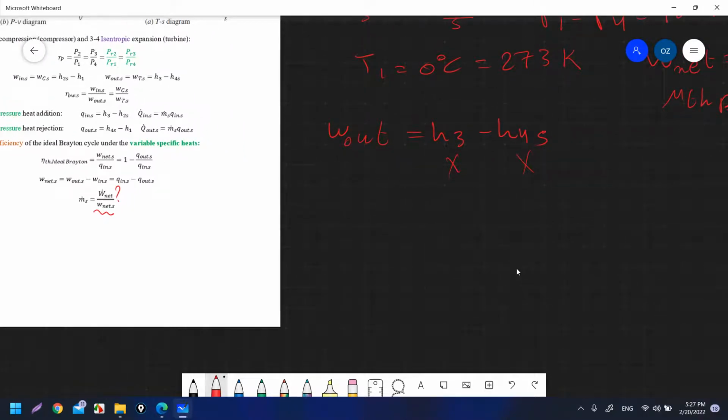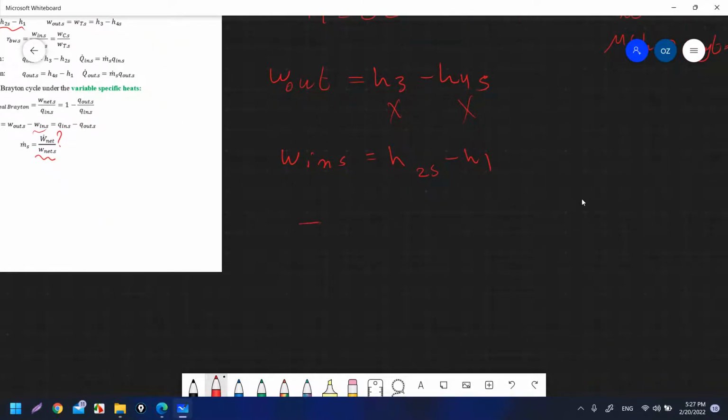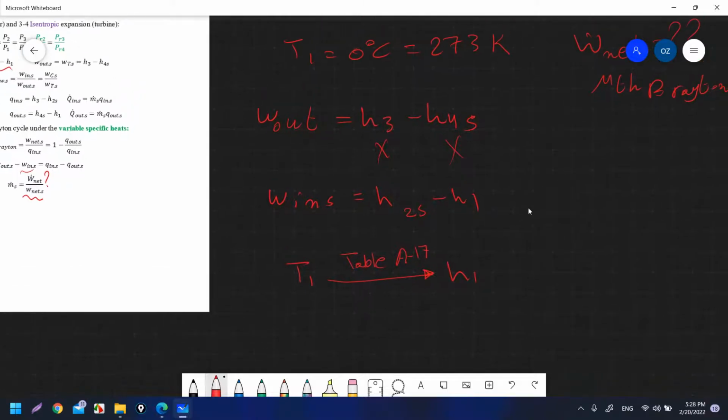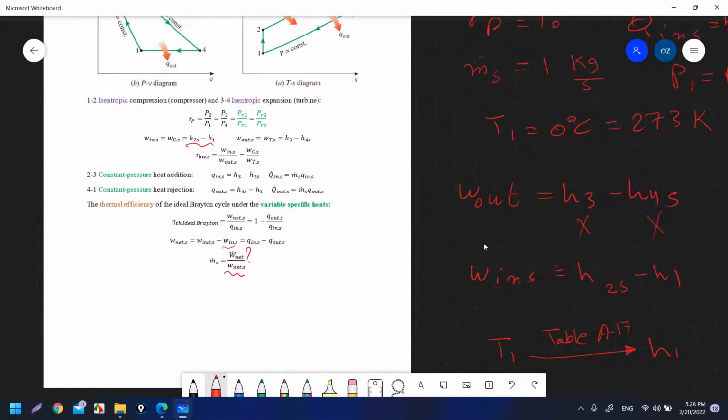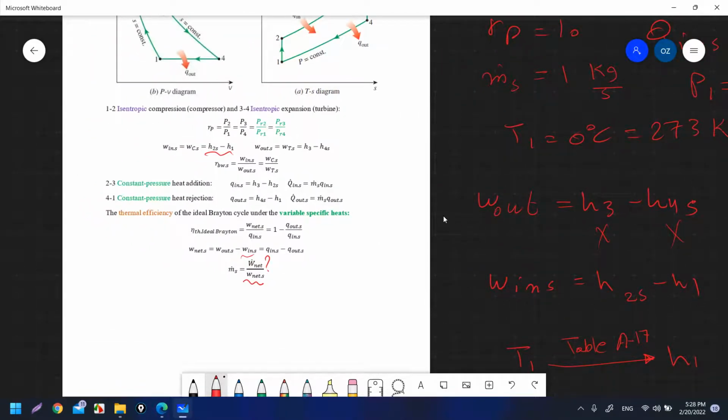Okay, what about WNS? The compressor work, it is equal to H2S minus H1. I can find H1 because I have the temperature at state 1, so I can say that T1, which is equal to 273, can be used to find H1 using table A17. And what about H2S? I need a property at state 2, so I can find H2S from table A17.